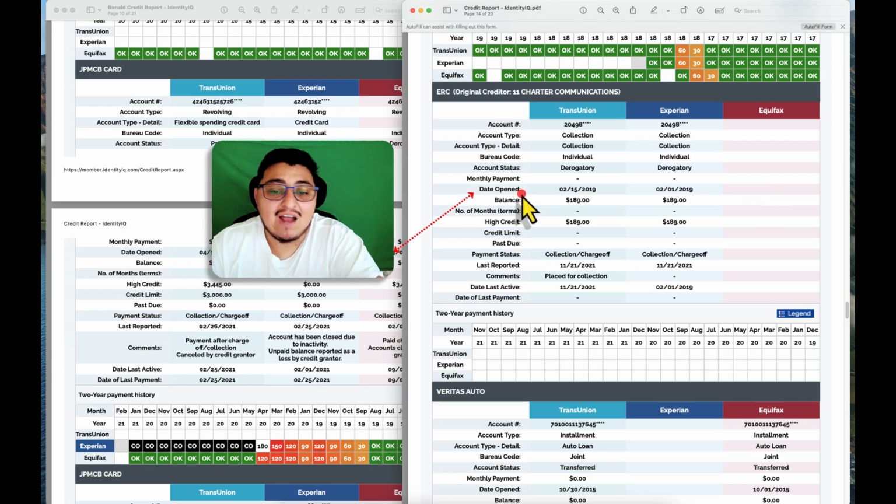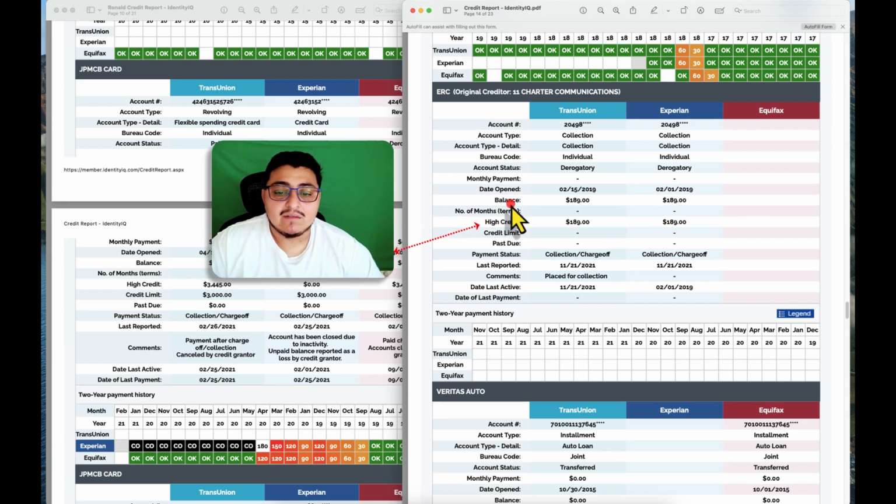Look, you have physical, tangible evidence. A credit report is evidence. You can't dispute it. That's how they're reporting it. You're not making this up. So date open, February 15, February 1st: inaccurate information.